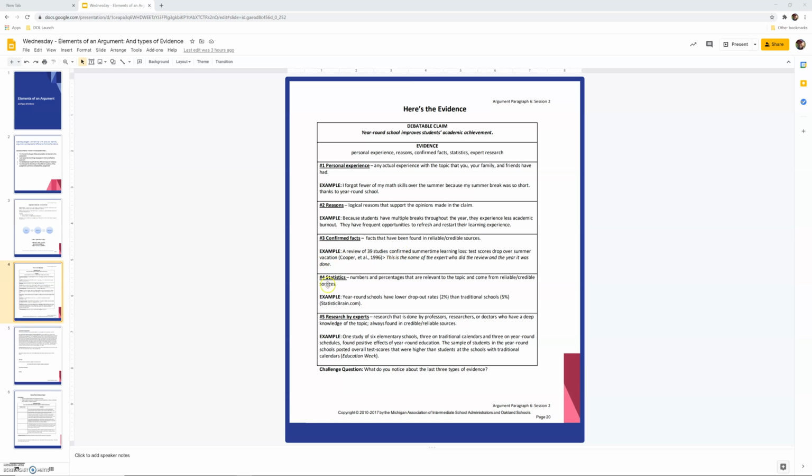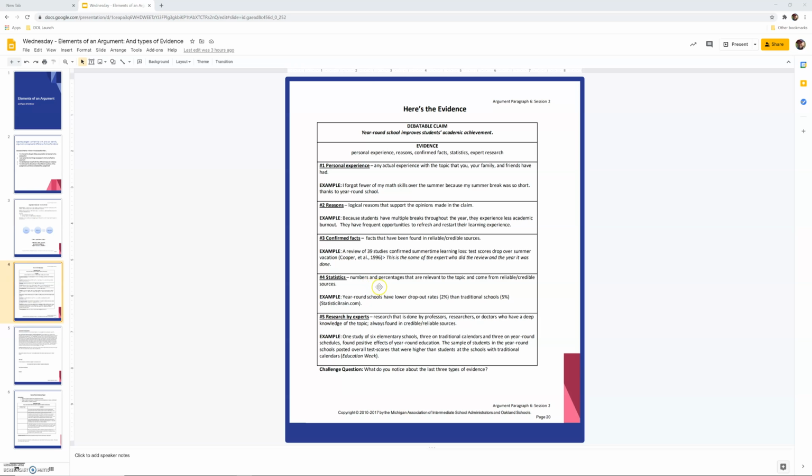Number 4 on our list is statistics. Numbers and percentages that are relevant to the topic and come from reliable and credible sources. This is another one of those really strong pieces of evidence. Mainly because it says it comes from reliable and credible sources. You know, a statistic from Billy Bob's homepage is not going to be as credible as a statistic from the Department of Education.